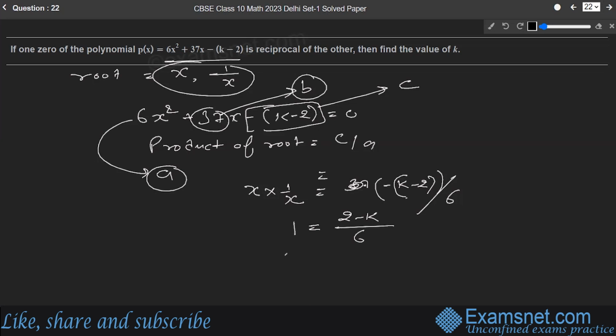Okay, and that is 2 minus k is equal to 6. That gives us the k value as -4. That is going to be the right answer. The k value is nothing but -4.